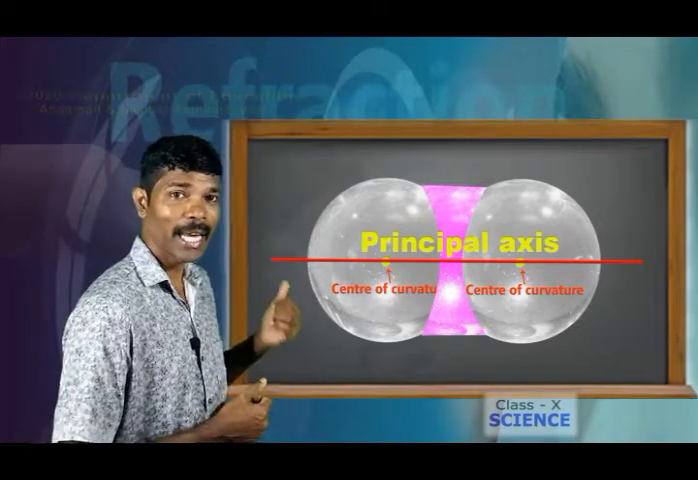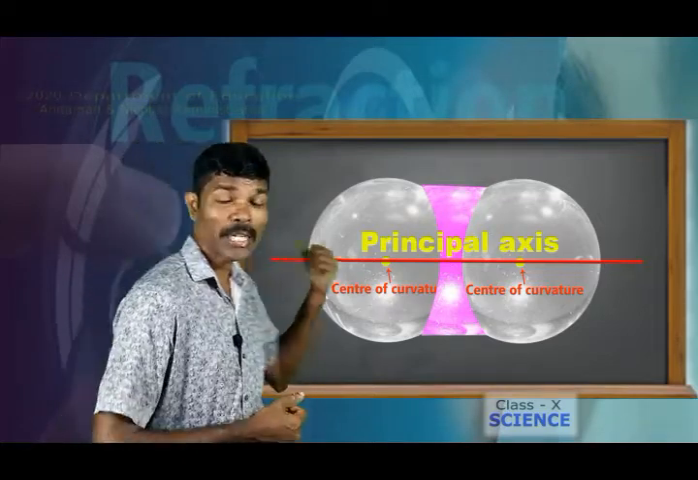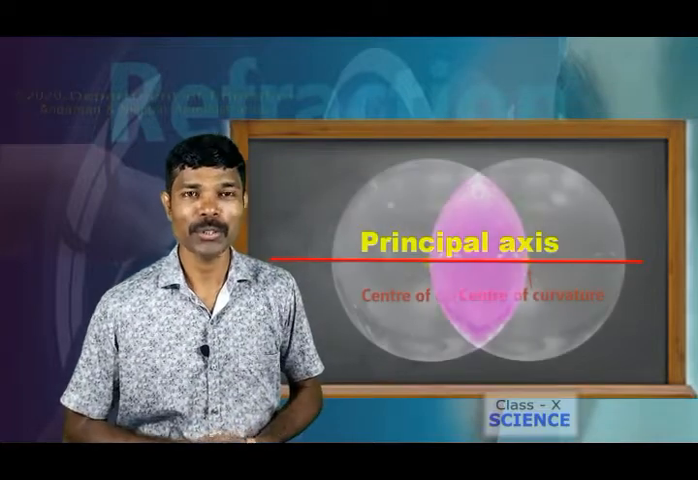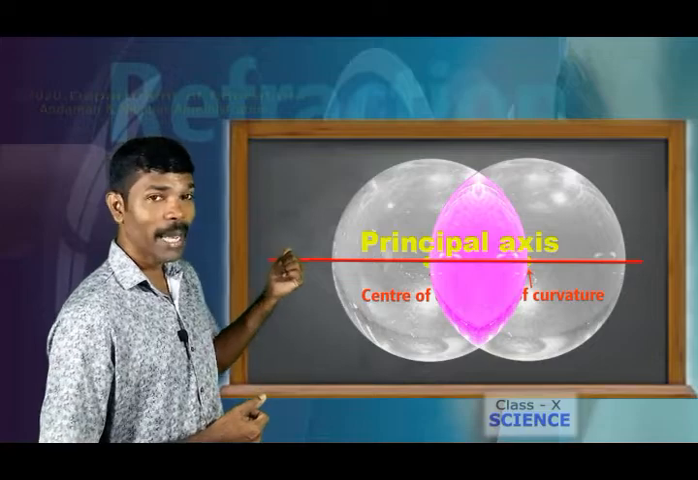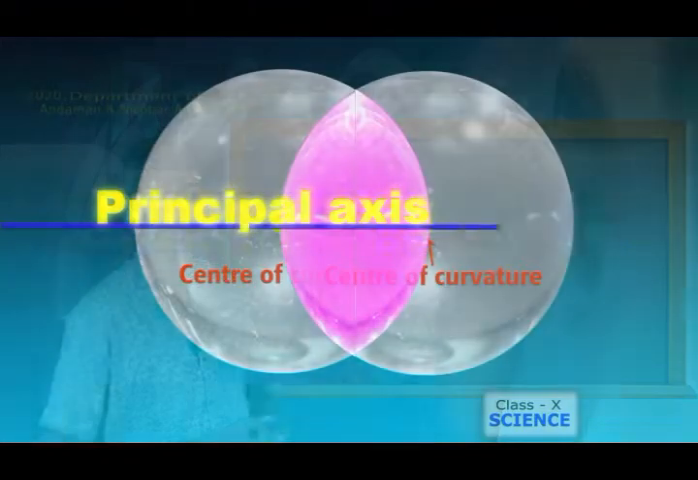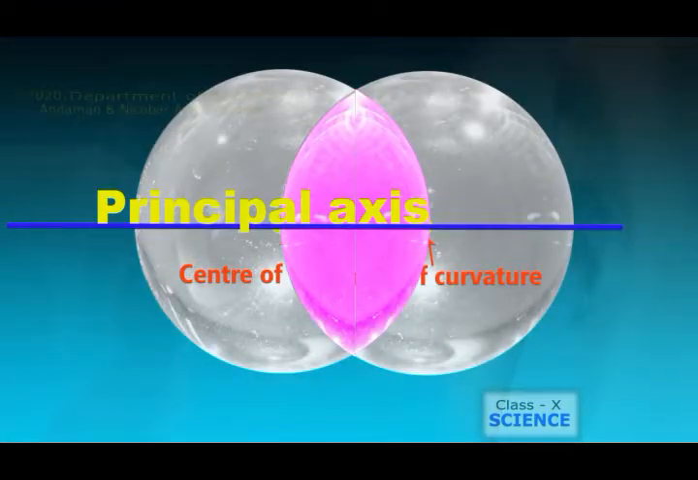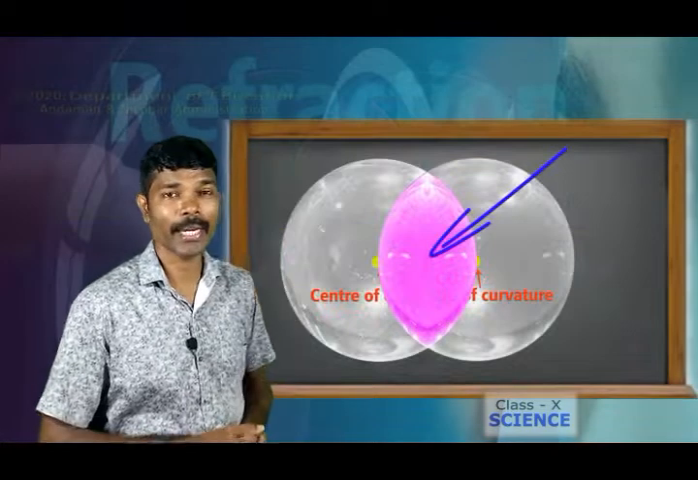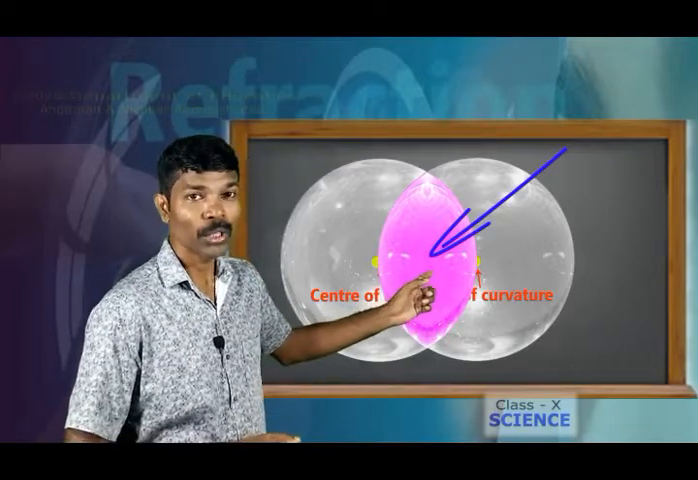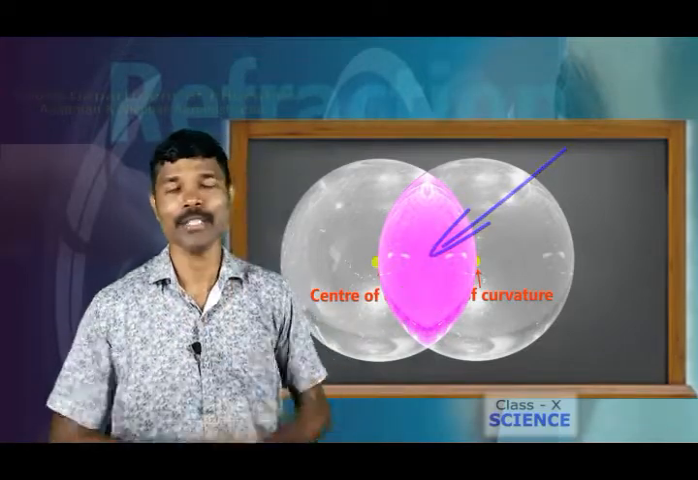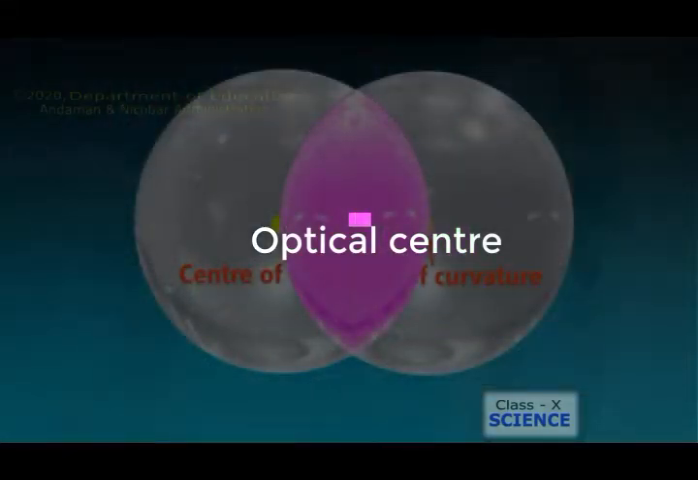The imaginary line passing through the two centers of curvature is known as principal axis. So here it is the principal axis and there it is the principal axis. If you look at the double convex lens, this center point is known as optical center. On the other side also, the center of the lens is known as optical center.